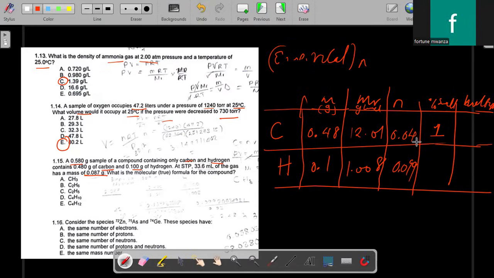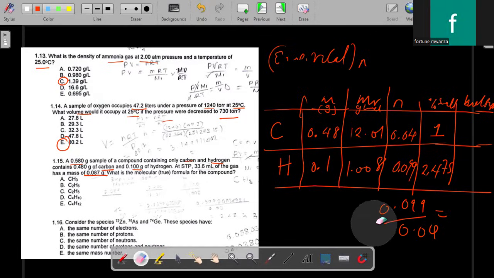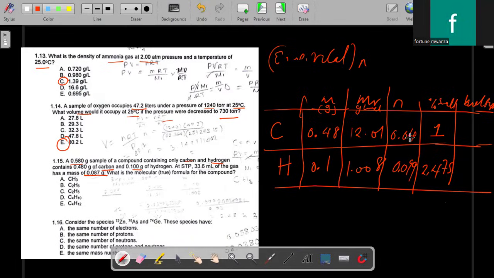I get my 0.099 divided by 0.04, and I'll get this number here, which is 2.475, as my number of moles when I divide with the smallest. So I'm simply dividing with 0.04 because it is the smallest number. So I divide everywhere with that number. If I divide that number with 0.04, I'll get 1. I divide that number with 0.099, I'll get this number.